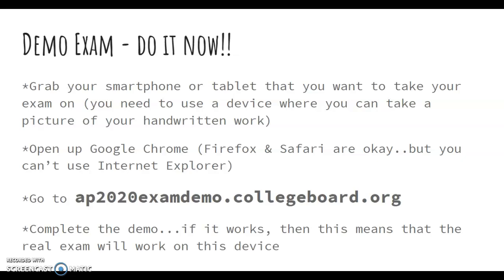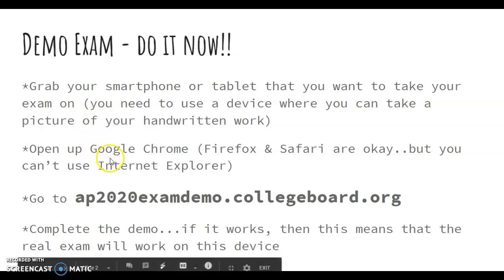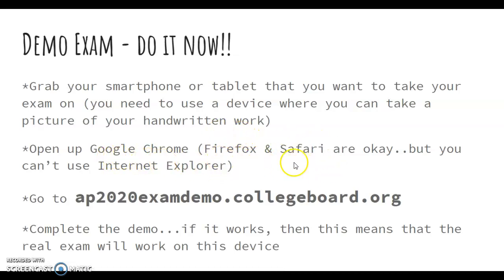It will be way too complicated to try to type up your answers with the amount of time that you have. So you're going to need to be able to write your answer on a piece of paper and take a picture of it. So you need a device that will allow you to take a picture of whatever piece of paper that you have. Right now, whichever device you want to use for the exam, if you have Google Chrome on the device, that would be the best option. Firefox and Safari will work, but you cannot use Internet Explorer.